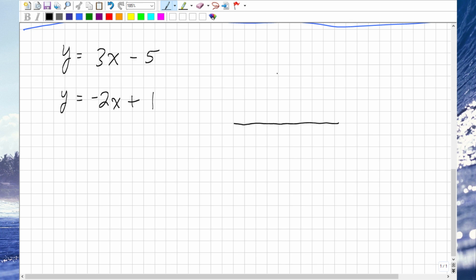Horizontal axis. Vertical axis. And from the looks of things, let's go ahead and go with purple and green. So for the purple one, I start off at -5.